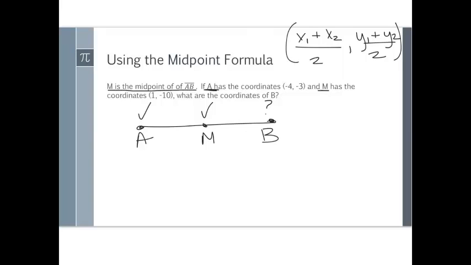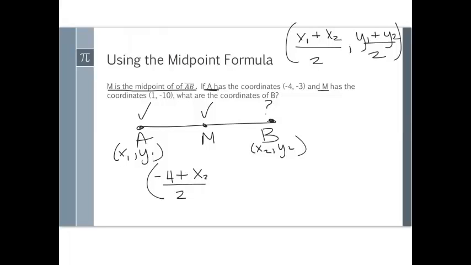Okay, so in this case, we don't know what x2 is, right? We'll call B (x2, y2). We'll call A (x1, y1). So we don't know what x2 is. So we're going to substitute everything into the midpoint formula. -4 plus whatever our x value is, divided by 2. Okay, and we know what it equals, right?